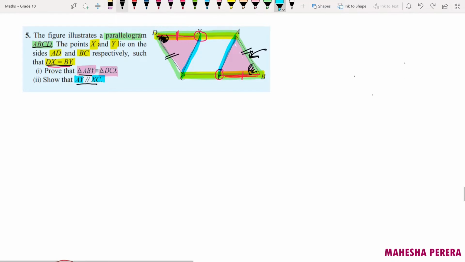Right? Now we know that AD is parallel to BC. Right? Why? The whole figure is a parallelogram. Right. So I'm going to write it. AD equals BC. Right? These two sides are parallel because ABCD is a parallelogram. Right? So we can say opposite sides of a parallelogram are equal.